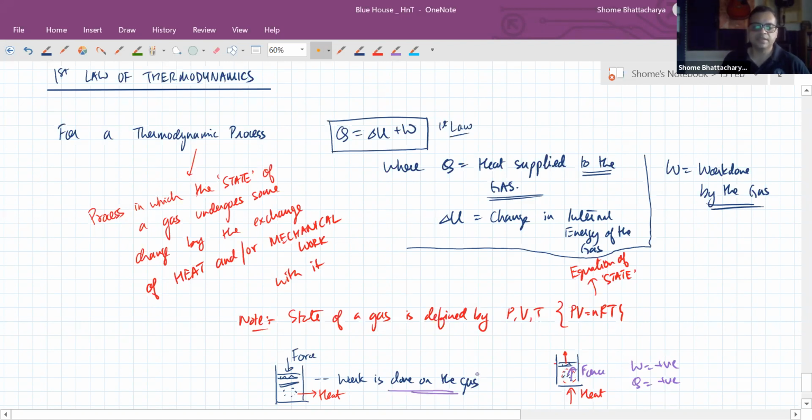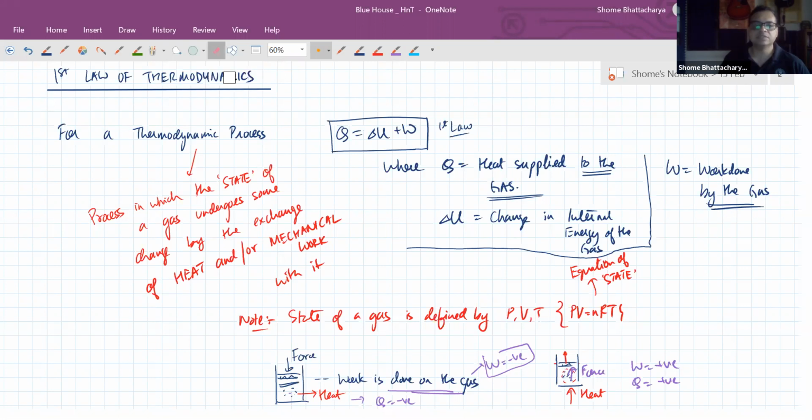Whereas here, work is done on the gas. So W in our definition will be negative, because W is the work done by the gas. If the external agent is doing work on the gas, then the work done by the gas becomes negative. If heat is going from inside to outside, Q will be negative, because the external environment is absorbing heat and the gas is losing heat. So that's how each of these quantities can be positive or negative.